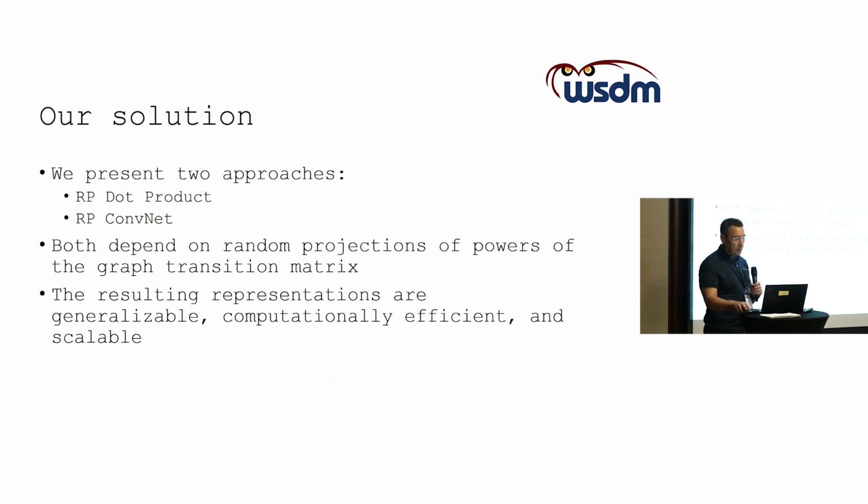To address the problem, we suggest two closely related approaches based on using random projections of different powers of the graph transition matrix. Random projections, which are essentially propagating random vectors through the graph, are a well-known technique used to create transductive embeddings for large graphs, as it is computationally efficient and scalable. And our approaches demonstrate that random projections can also be used in a generalizable way.